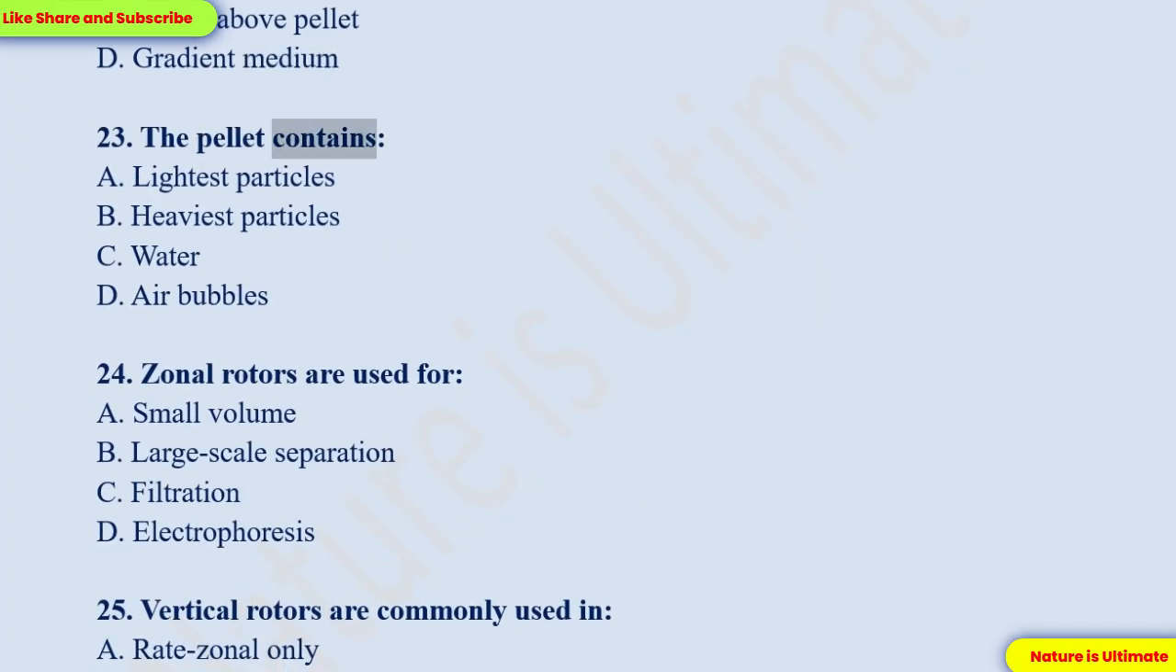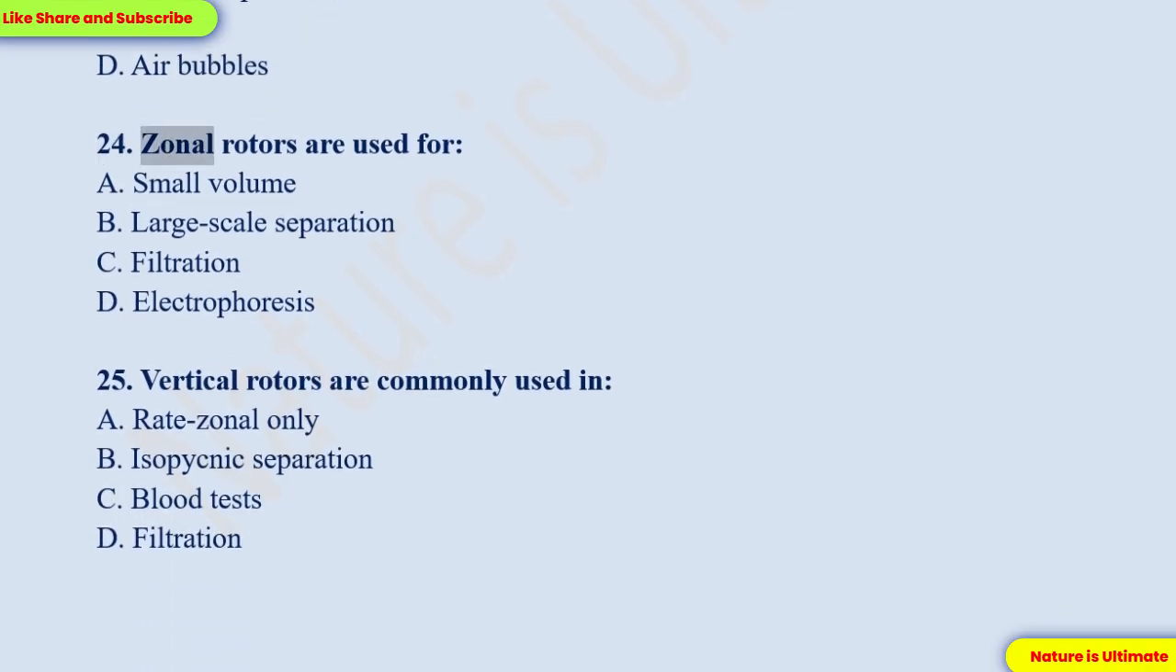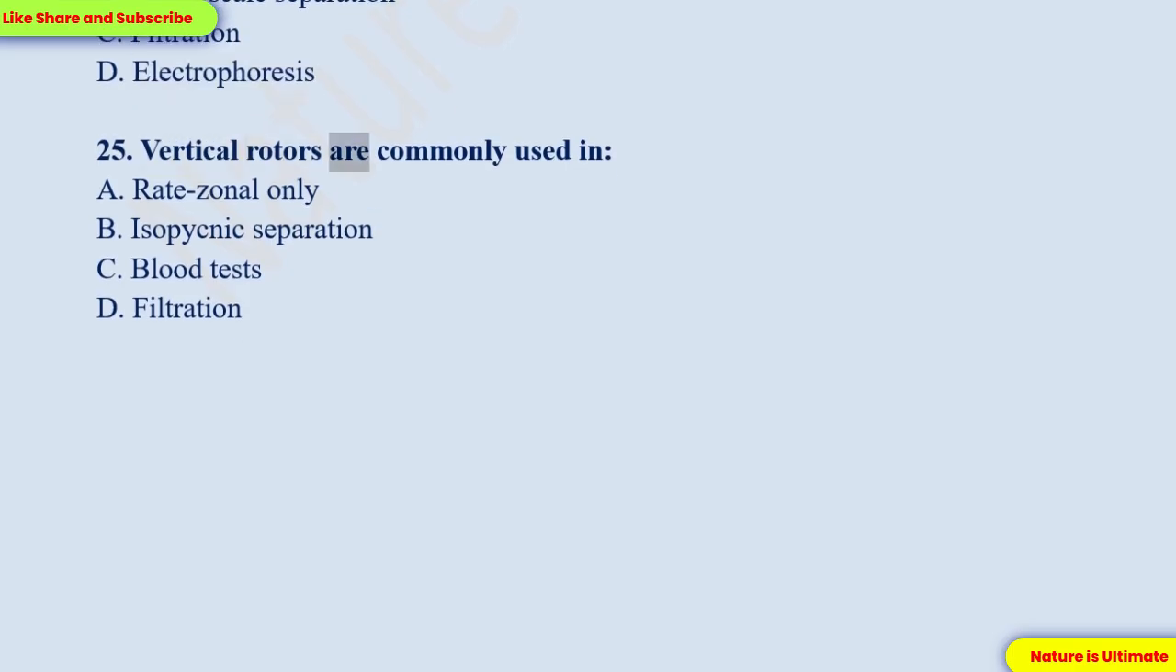23. The pellet contains A. Lightest particles. B. Heaviest particles. C. Water. D. Air bubbles. 24. Zonal rotors are used for A. Small volume. B. Large-scale separation. C. Filtration. D. Electrophoresis. 25. Vertical rotors are commonly used in A. Rate-zonal only. B. Isopycnic separation. C. Blood tests. D. Filtration.